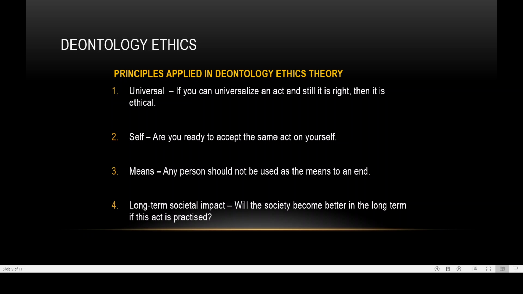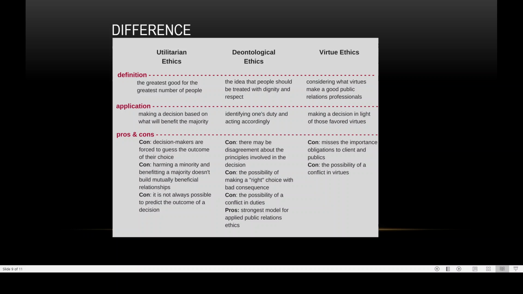Okay, now let us look at principles applied in deontological ethics. First principle is universal: any action has to be a universal act. Second is self: are you ready to accept the same principle on yourself? It means any person should not be used as a means to an end, and there should be a long-term social impact. So these are the principles involved.